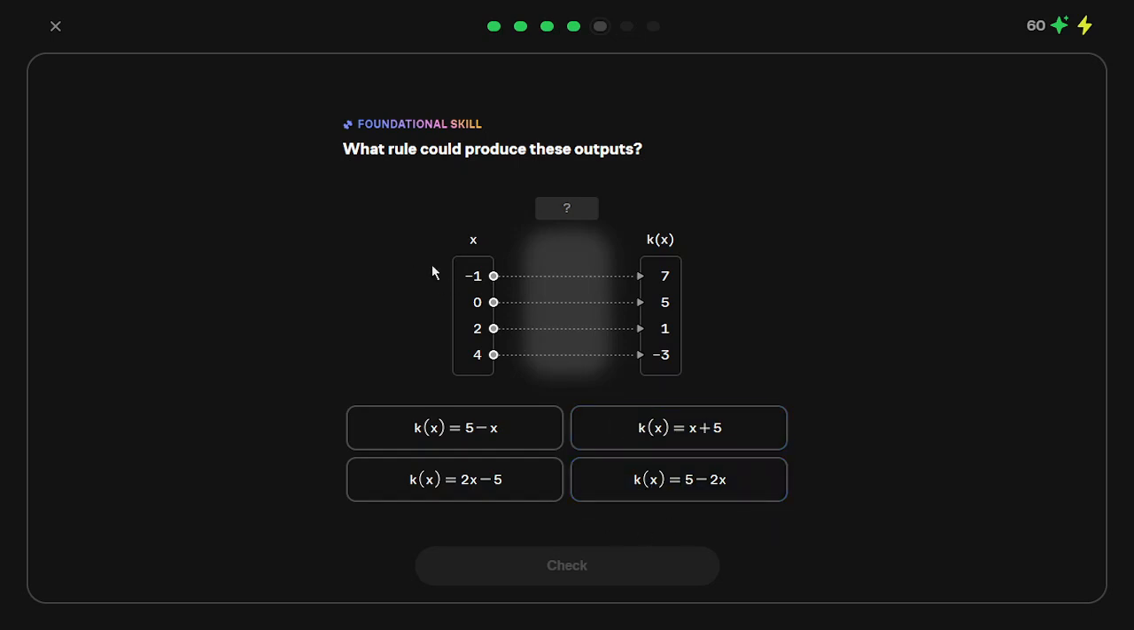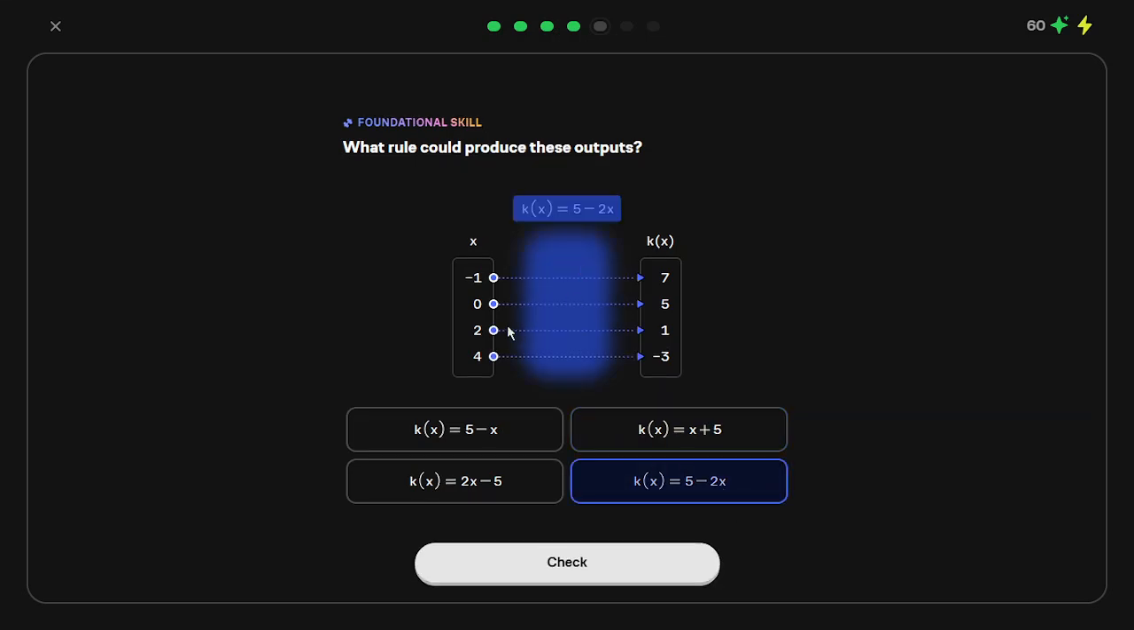This one must be correct: 5 minus 2x. Minus 2, wait, so there we go, equals 7. 5 minus 2x means 0 goes to 5. Yeah, okay, see it? 5 minus 4 equals 1, and 5 minus 8 equals negative 3. Also correct.